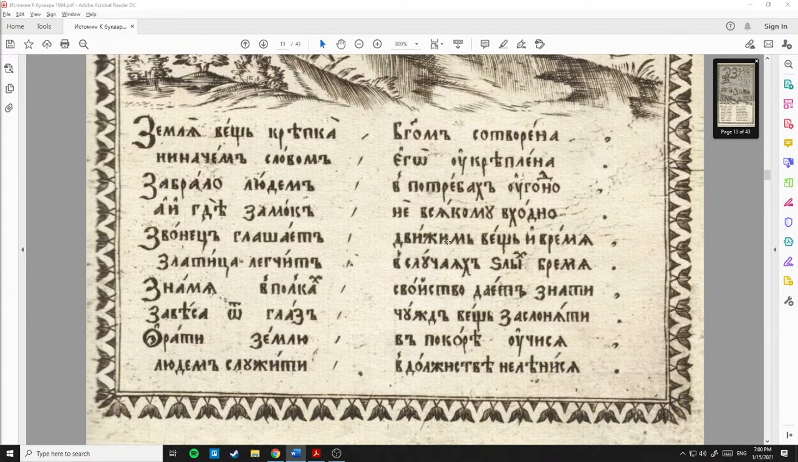Знаю время. Златица легчит. So a gold coin or money makes it easier. В случаях злых бремя. Бремя, like a burden. So a gold coin or money makes the burden of hard times easier. It makes suffering easier because you can pay your way through it. That's pretty insane.